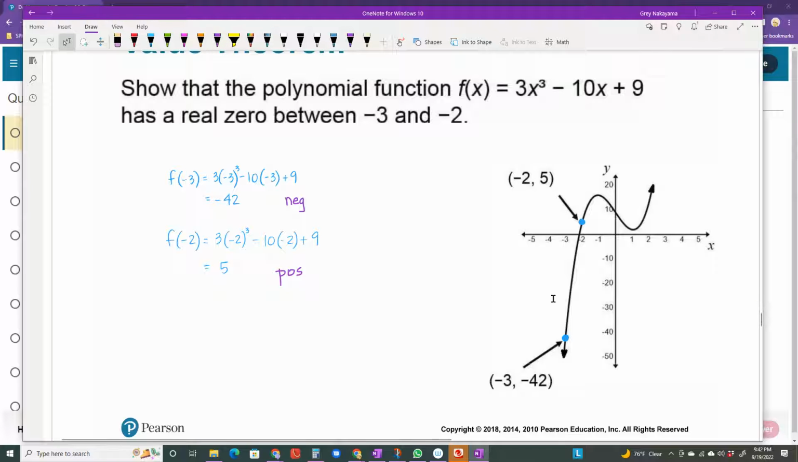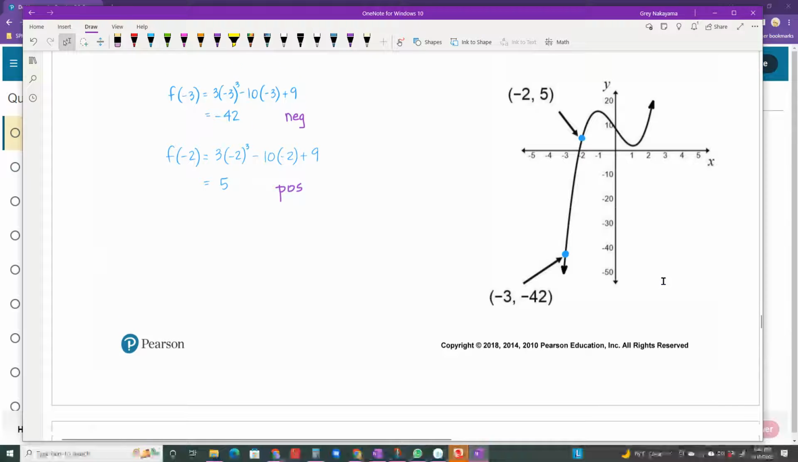Here's our graph, okay? So negative 3 was negative 42. And negative 2 was 5, so it had to cross to be able to connect those 2 points. So I knew there was a 0 between negative 3 and negative 2. That's all the intermediate value theorem says.